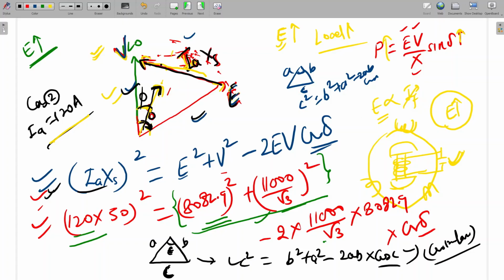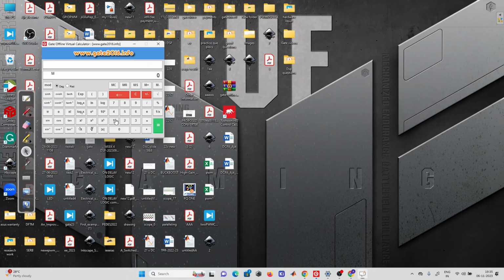Further, I'm going to calculate it. So 120 into 50 square. Okay. So 120 into 50, this whole square, minus this value. So this will come negative. So into minus 1.